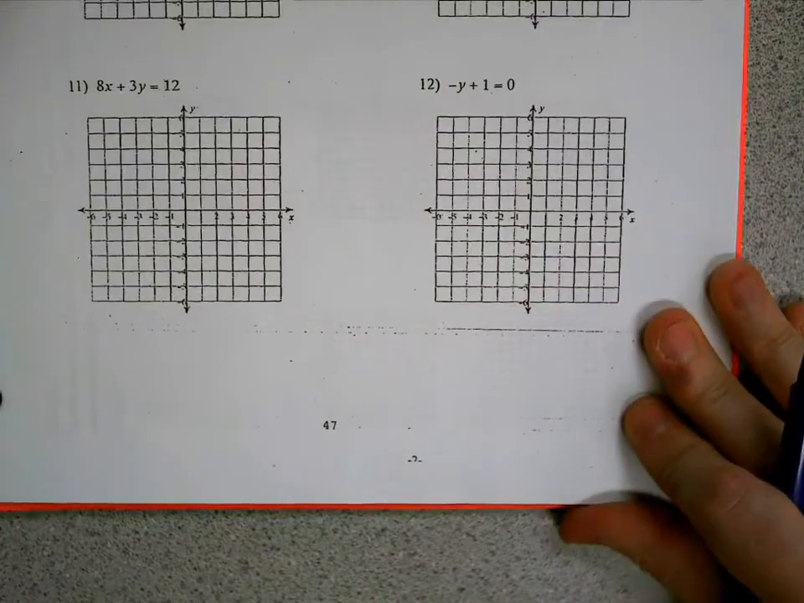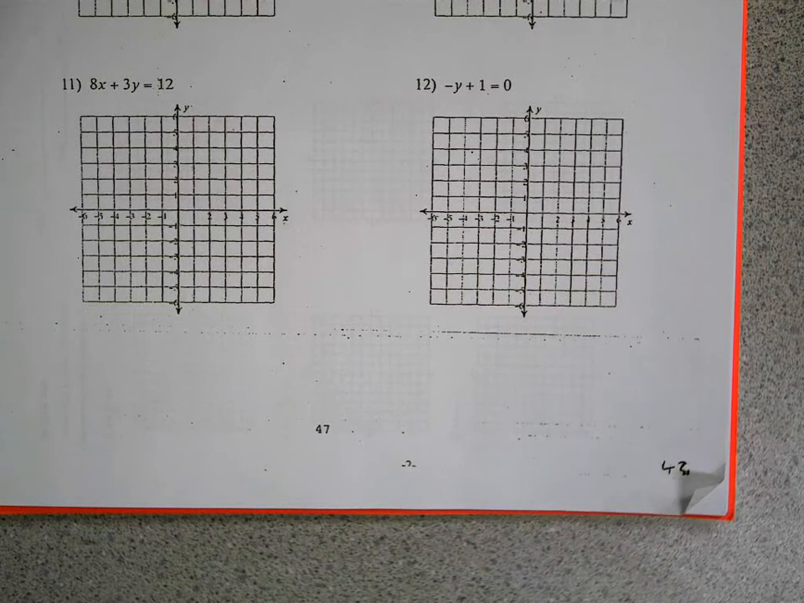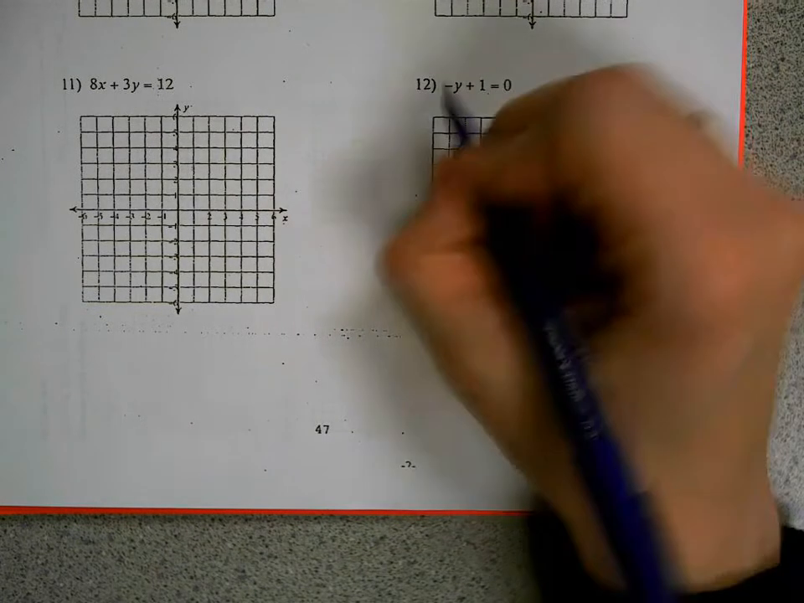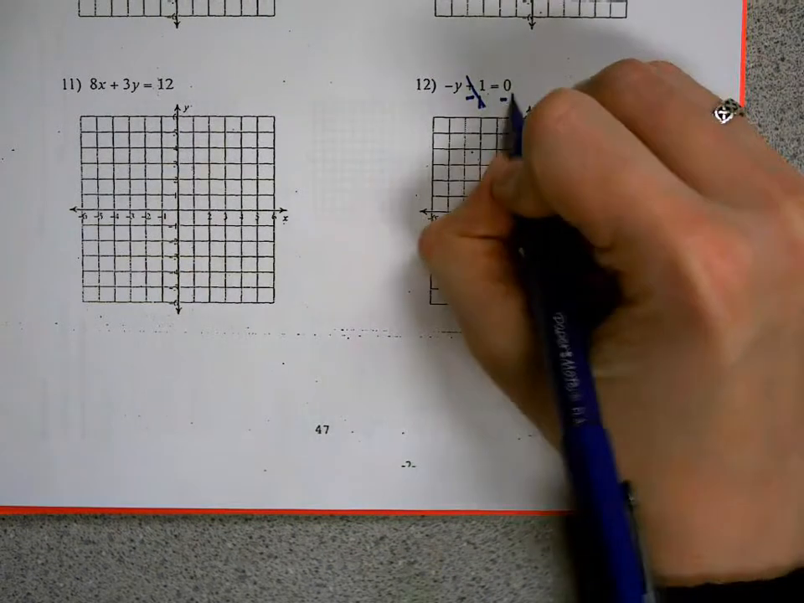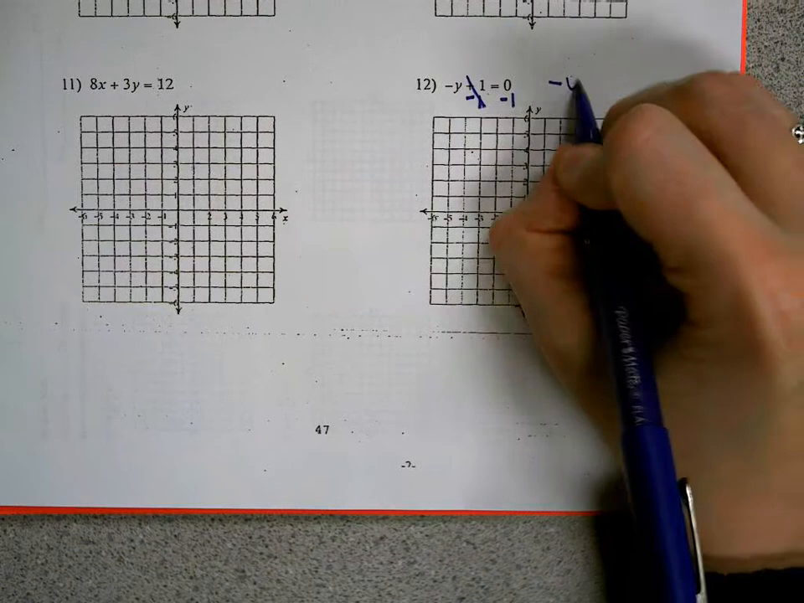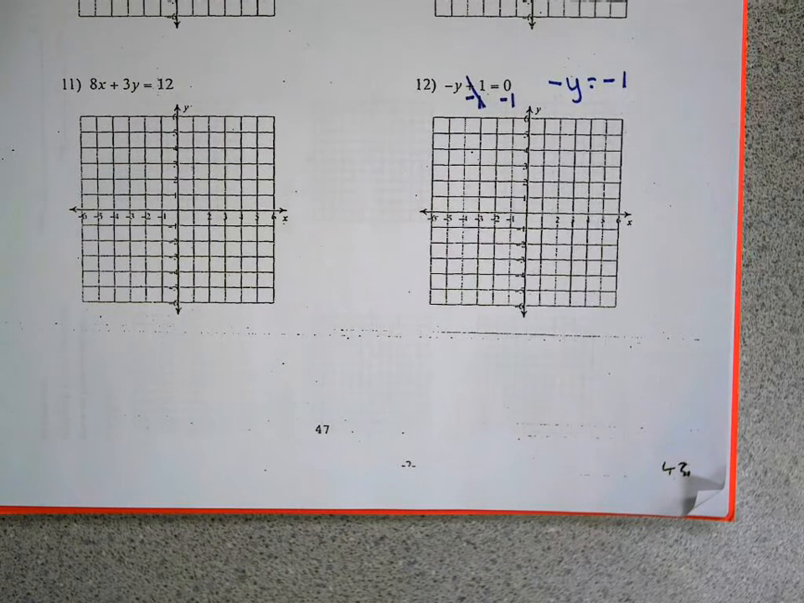Okay, so I'm just going to do one more problem for you. I'm going to do number 12. So on number 12, we want the y all by itself. So to get the y by itself, we have to first get rid of this 1. So we do the opposite. We subtract on both sides. And that leaves us with negative y equals negative 1.